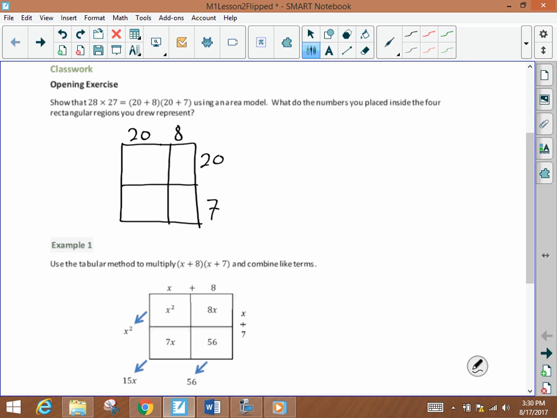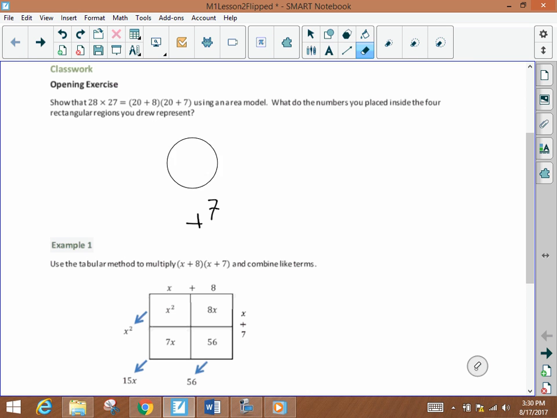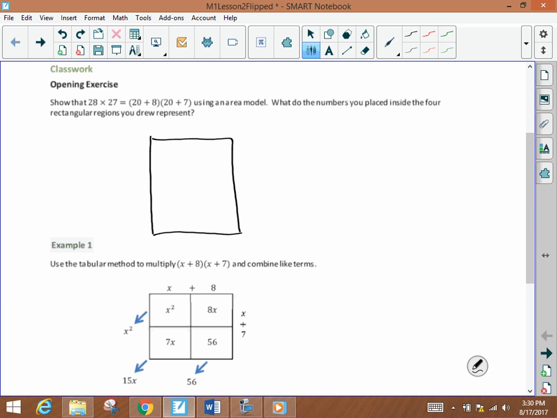I think I might want to make this a little more representative so it looks like it makes a little more sense. Right? Because it should look a little more like that, right? If this is 20 and this is 8, then that's 20 and that's 7. Well, that makes more sense.